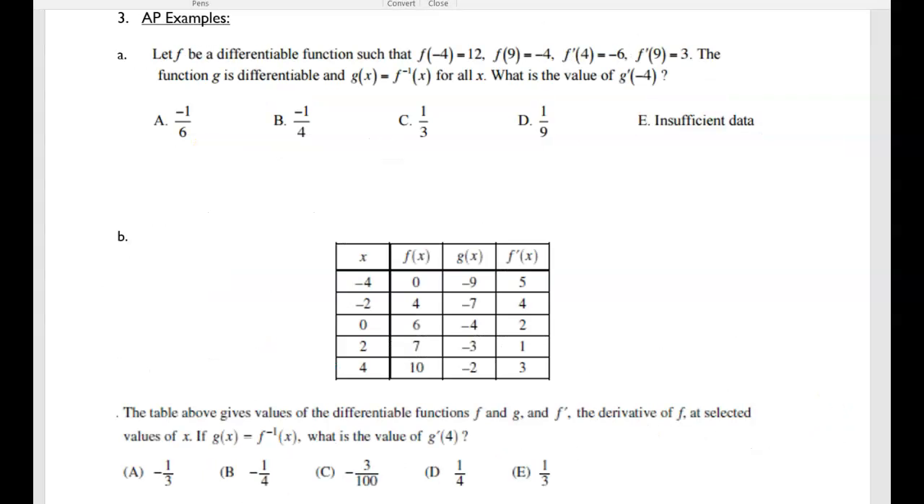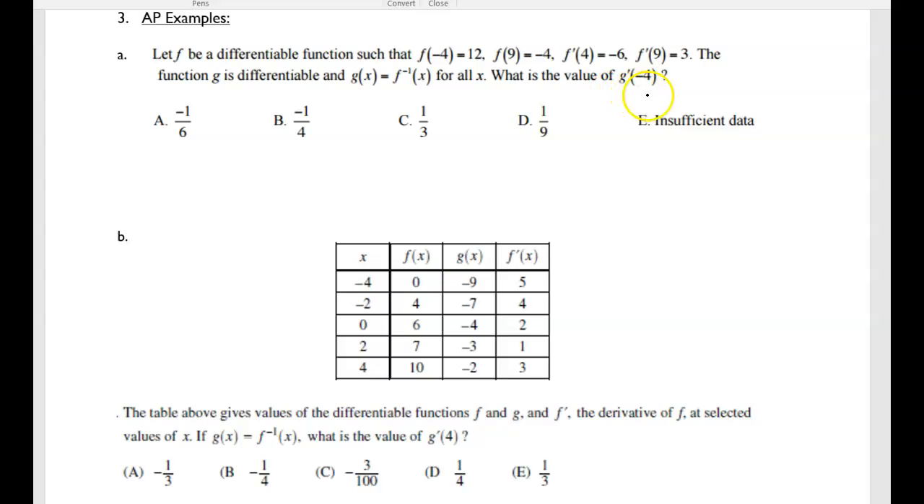Okay, now let's actually try out some AP examples. So in part A, we have let f be a differentiable function. That just means we can take its derivative, such that f of negative 4 equals 12, f of 9 equals negative 4, f prime of 4 equals negative 6, f prime of 9 equals 3. That's a lot of information. It's kind of like what we've had in the table in the previous problem. It's just written out. We know that g is equal to f inverse for all x.